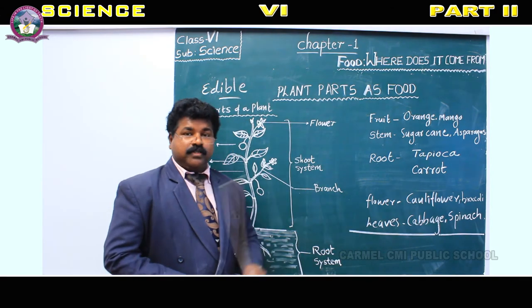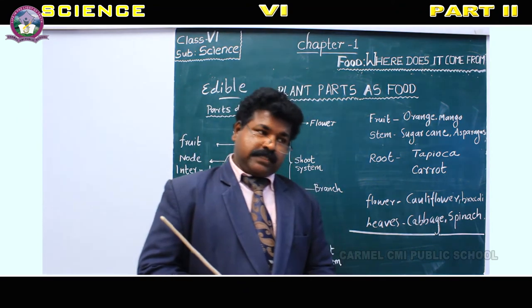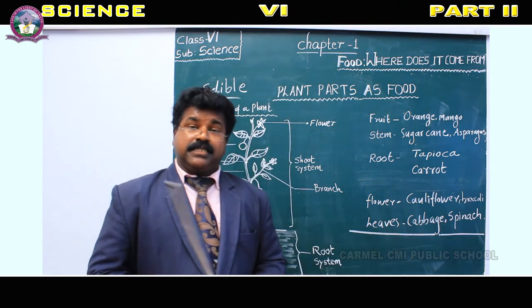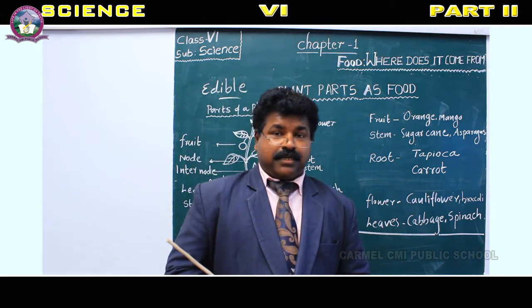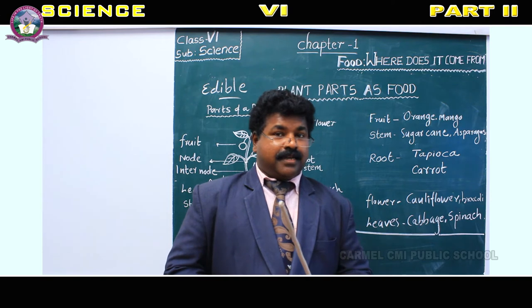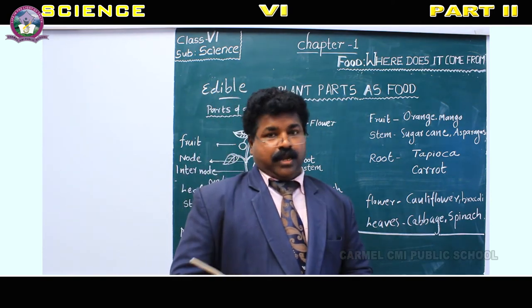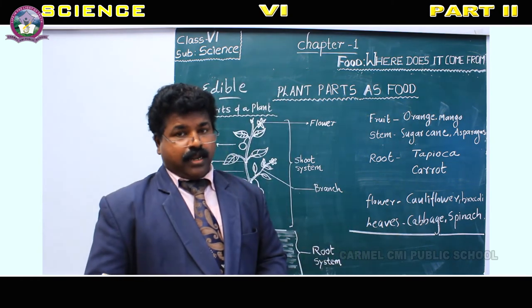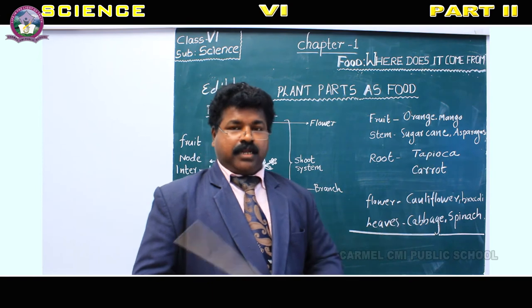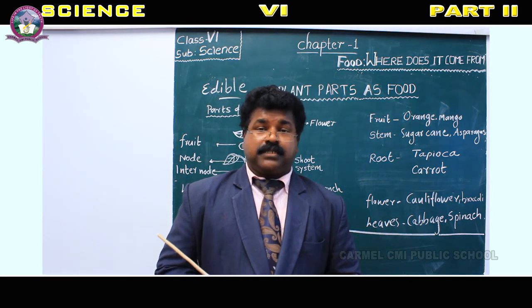Then when we see about the mustard plant, you can find there are two main parts used in mustard plant. In mustard, the seeds which we use in our curries are responsible for producing oil. From the mustard seeds, we can extract oil. At the same time, in North India and all, the people are using the leaves of mustard plant as a leafy vegetable also.